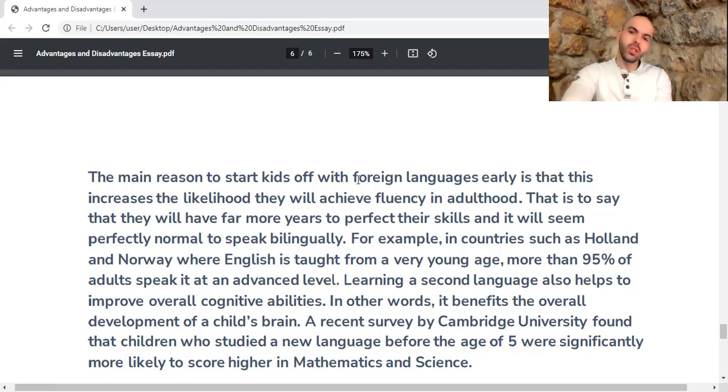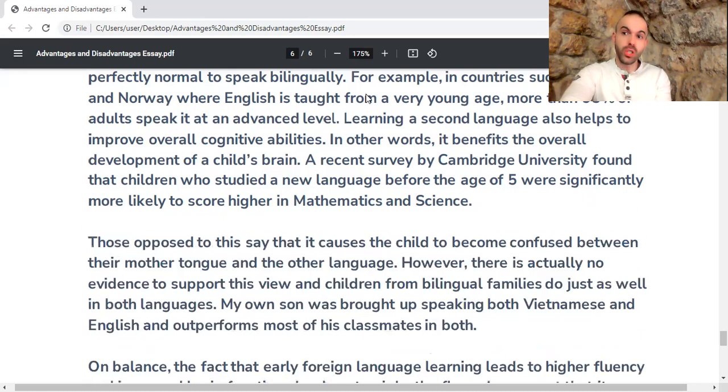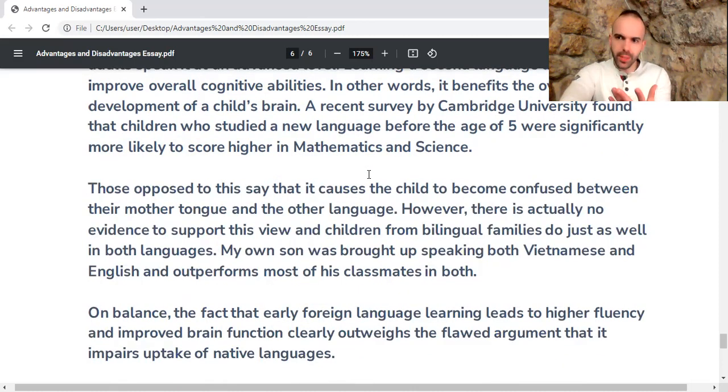Now let's move to the, so that's the standard side, which is advantages, because I have already written that advantages outweigh disadvantages. So I've done the first main body paragraph, which is the stronger side, advantages. Now let's move to the weaker side, which is disadvantages, or the main disadvantage. Opposed to this, some say that it causes the child to become confused between their mother tongue and the other language. So that's the main disadvantage, the confusion, being confused between your native language and another foreign language.